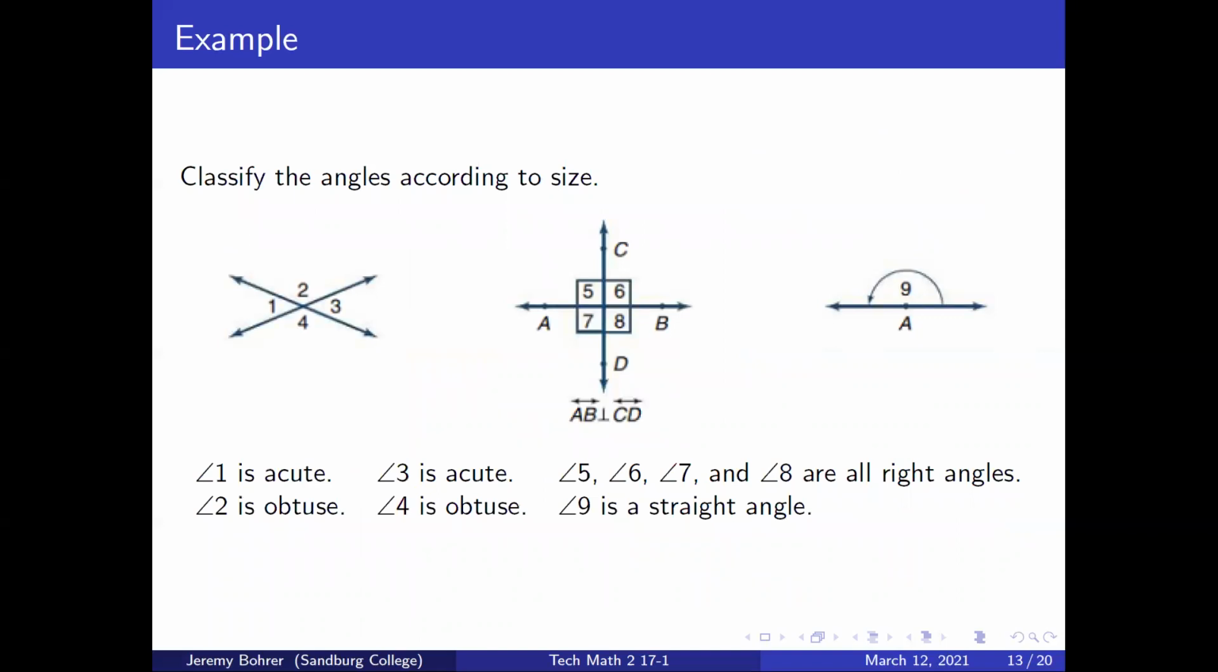Classify these angles according to size. Angle 1 is acute, angle 3 is acute, angle 2 is obtuse, angle 4 is obtuse. Angles 5, 6, 7, and 8 are all right angles, and angle 9 is a straight angle.